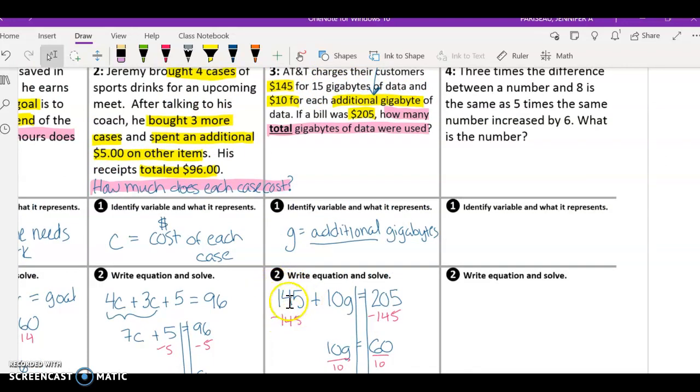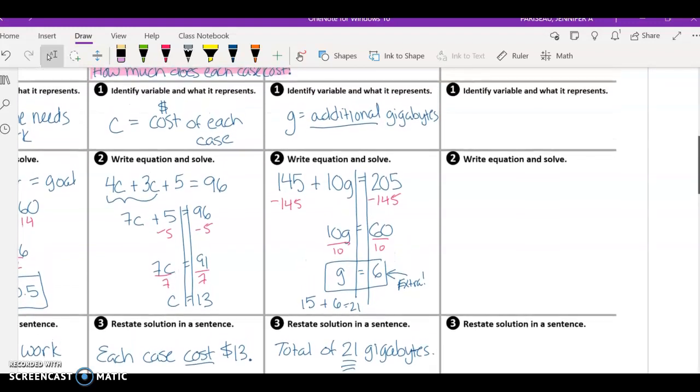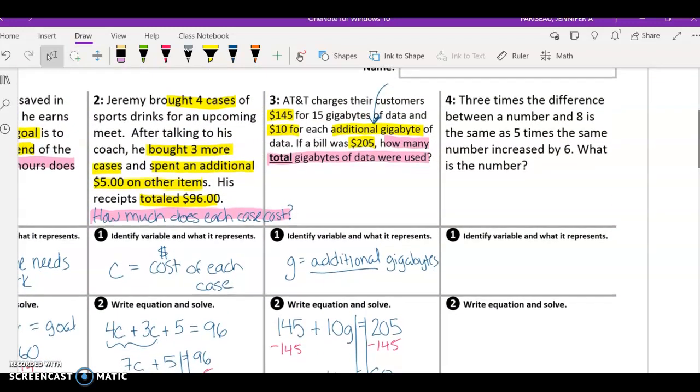So they used 15 gigabytes here plus 6 additional gigabytes. So their total is, right, this is just the additional. This is the extra. Okay? So they get 15 plus their extra. That's going to be 21. So total of 21 gigabytes. So that's why it's important to label and understand your variables, so that way we know that we're actually answering the question. All right. The last one for this video is going to be number 4.